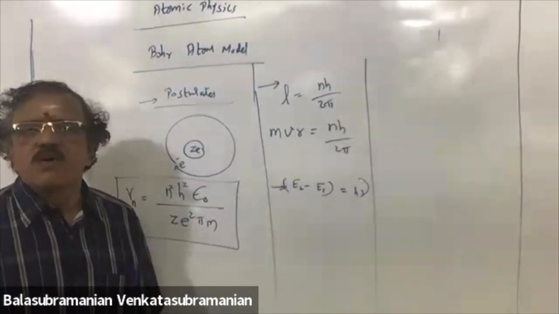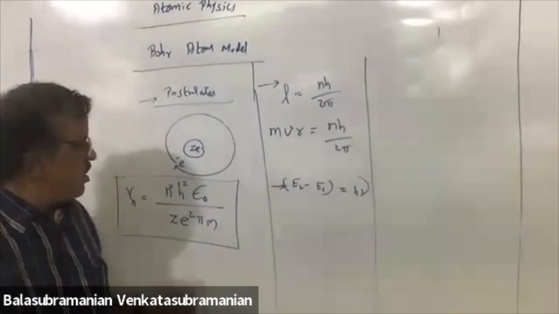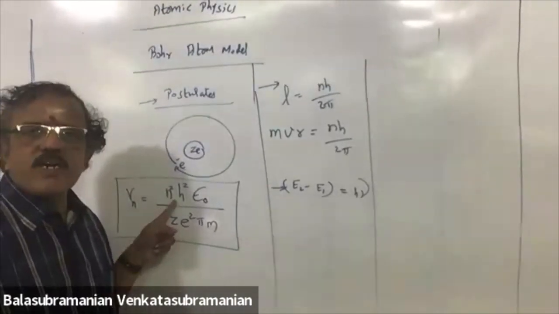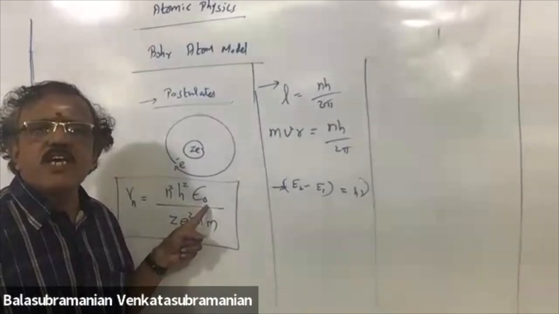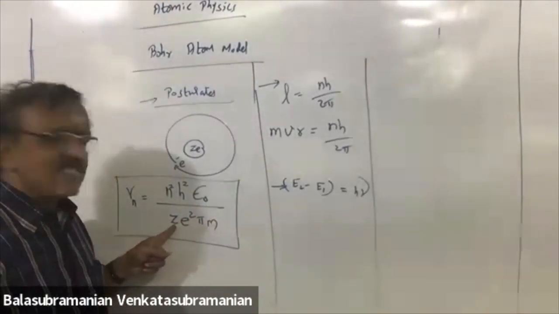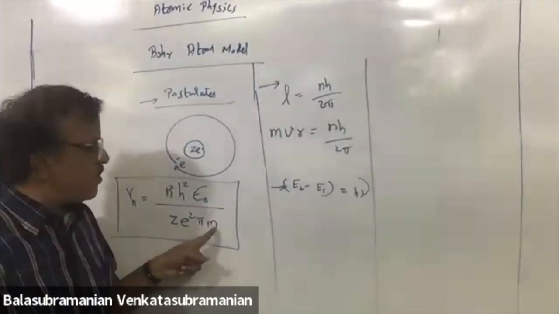Hydrogen atom for nth orbit. n is the number of the orbit, h is Planck's constant, epsilon naught is the permittivity of free space, Z is the atomic number, e is the charge, m is the mass of the electron.